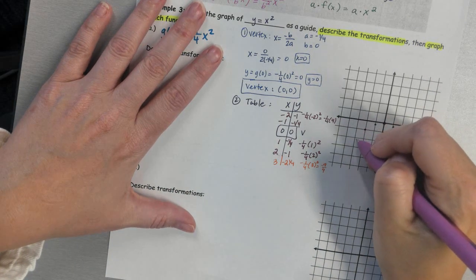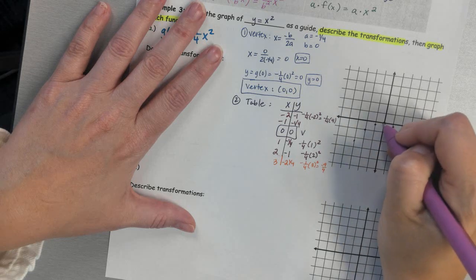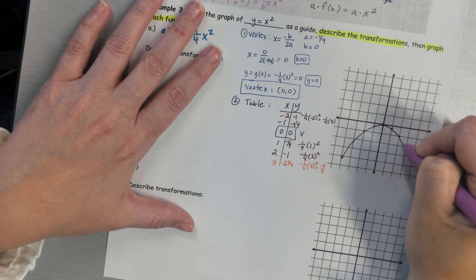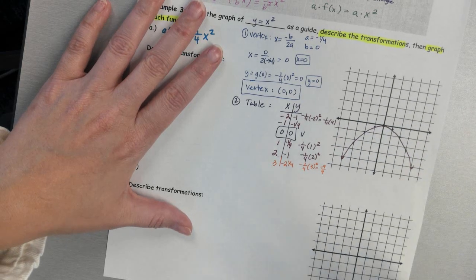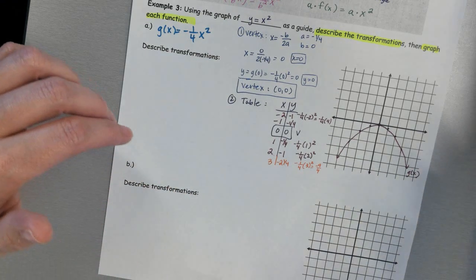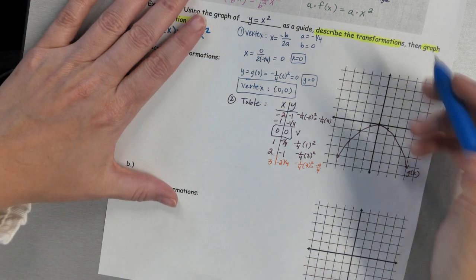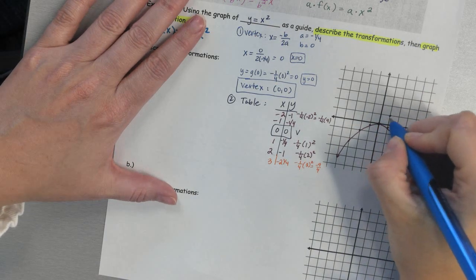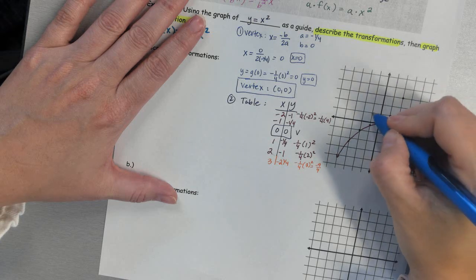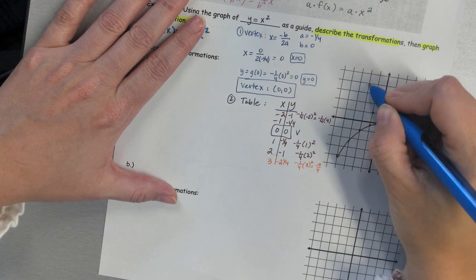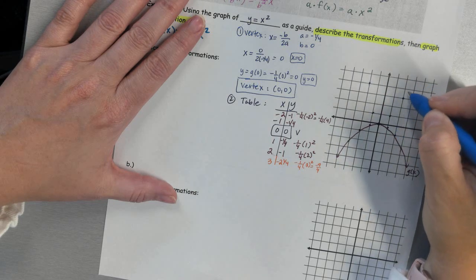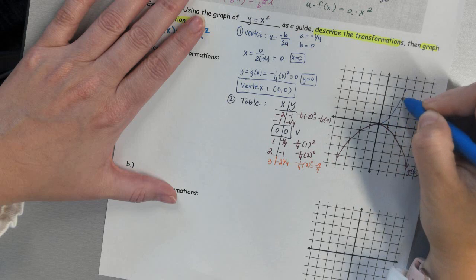I know that this is symmetric, so that's just going to give me a better picture. Okay, that's your g of x. And f of x is still 0, 0, 1, 1, 2, 4.